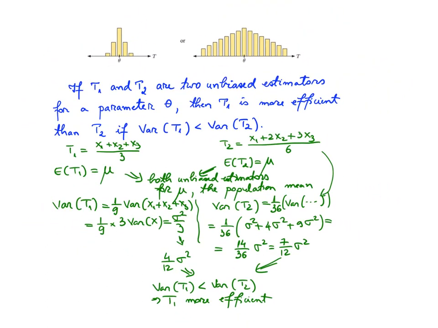To summarize, we look at the two estimators that we considered on the previous page. They are both unbiased estimators for mu, as we saw, but the variance of the first one is smaller than the variance of the second one. Therefore, T1 is more efficient, which is in many ways logical, because why would you give more weight to one of the values?